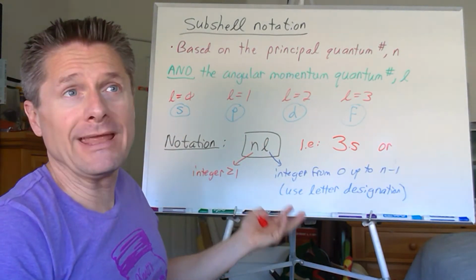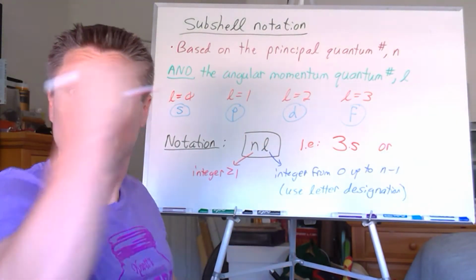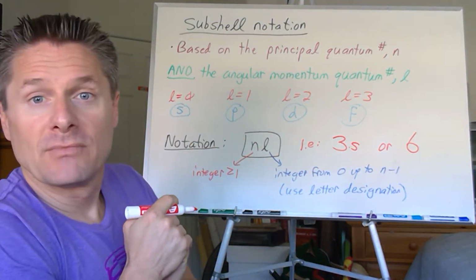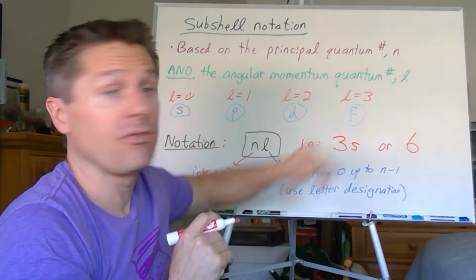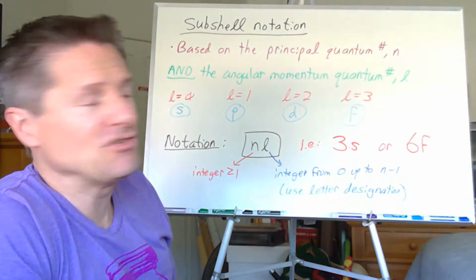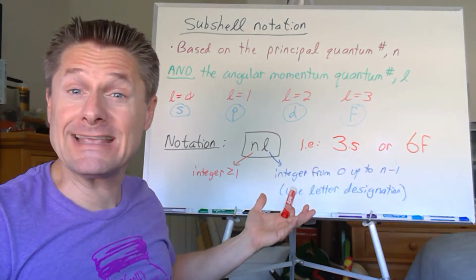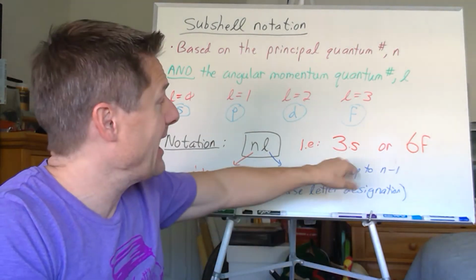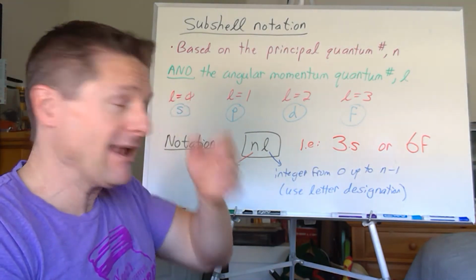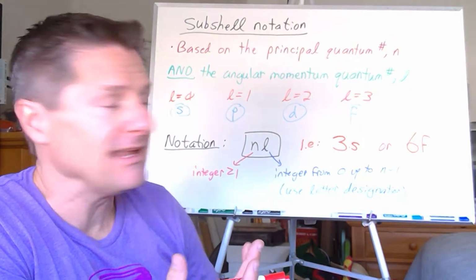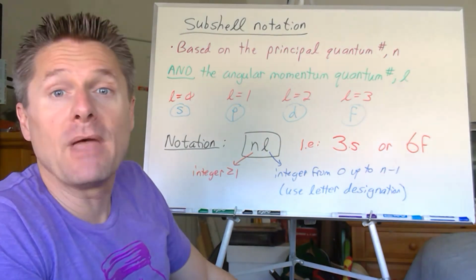Well, let's say we were in the n equals 6 principal level, right? So n would be 6. And let's say L was 3. So that would be the 6F subshell, right? Pretty easy, right? Very easy. So that gives us 2 of our 4 quantum numbers. Now, we'll find out after we're done looking at the different types of orbitals in each subshell, we're going to look at the m sub L values.